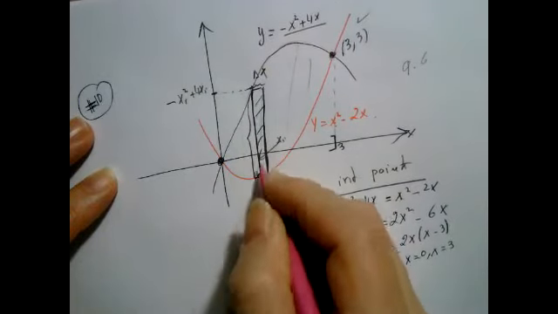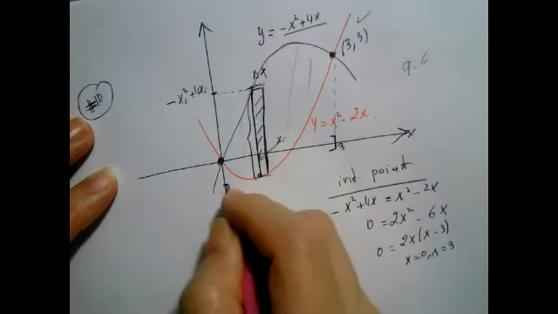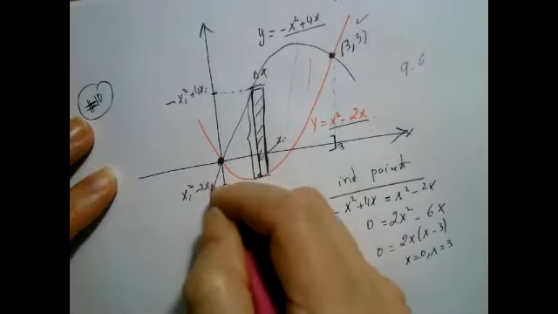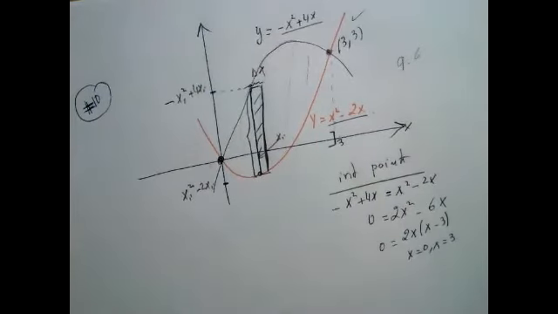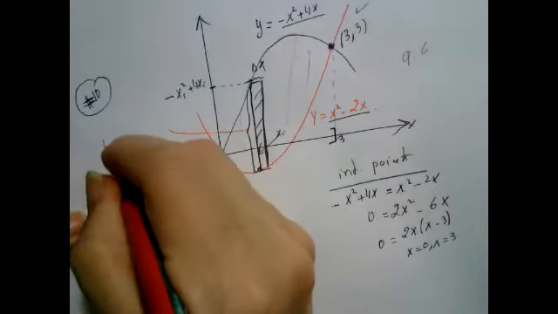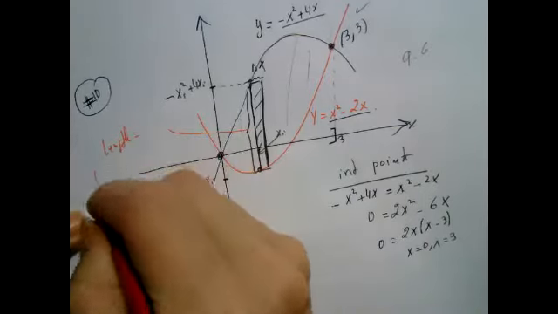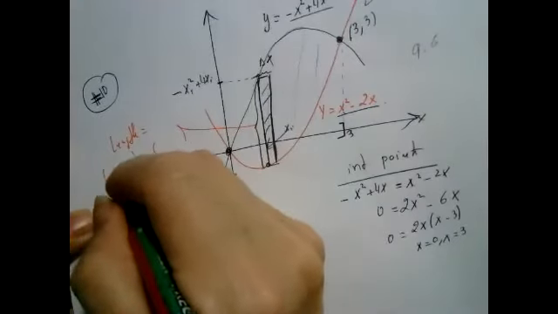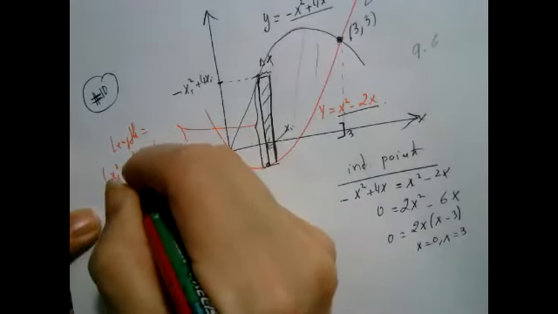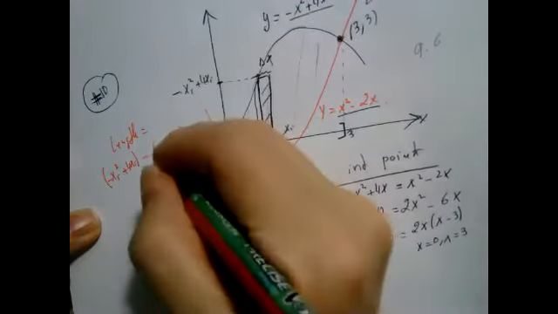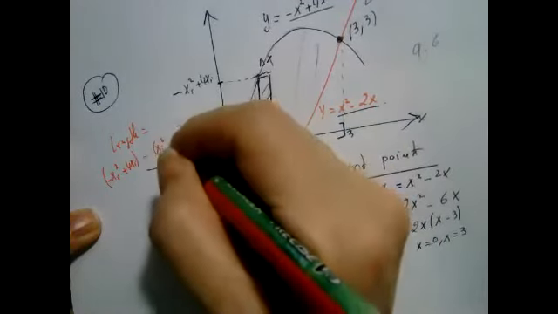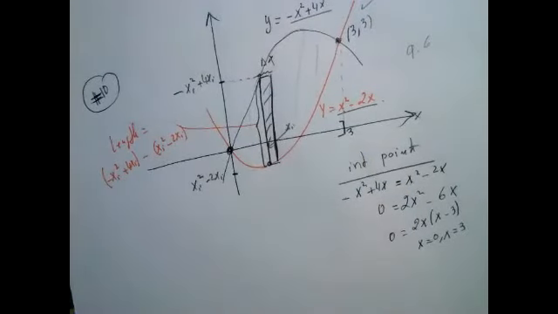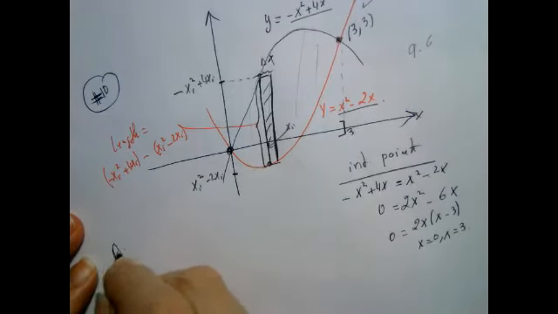This is xi, and this is my bottom curve. Means the y coordinate is the value of this y at the top curve. So finally, the length of my rectangle is the value at the top minus the value at the bottom. So this is minus xi squared plus 4xi minus xi squared minus 2xi. Okay, now I have the whole picture. So now I compute the area of the typical rectangle.